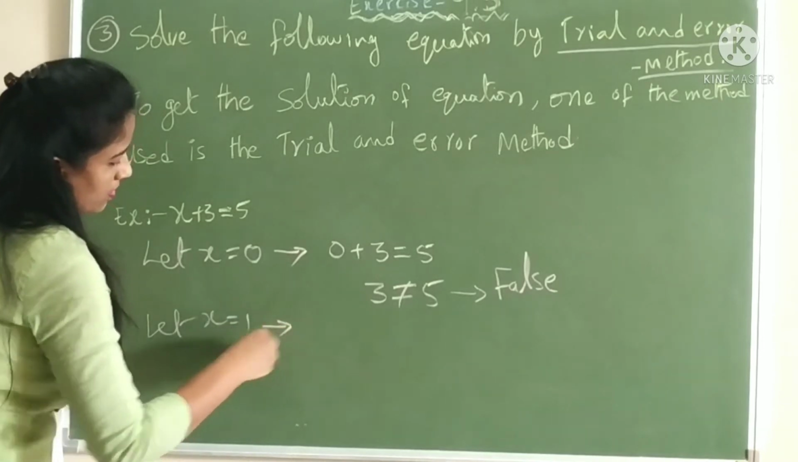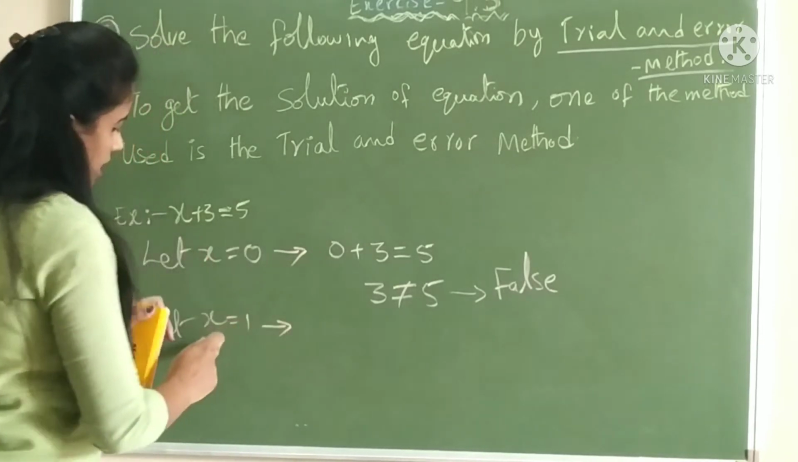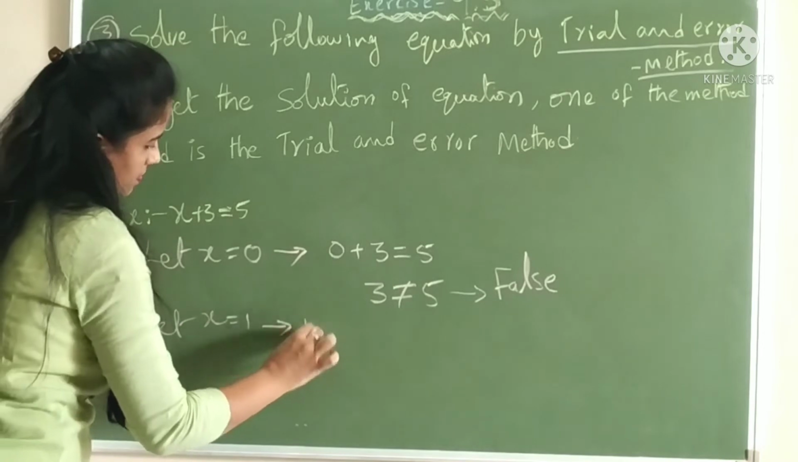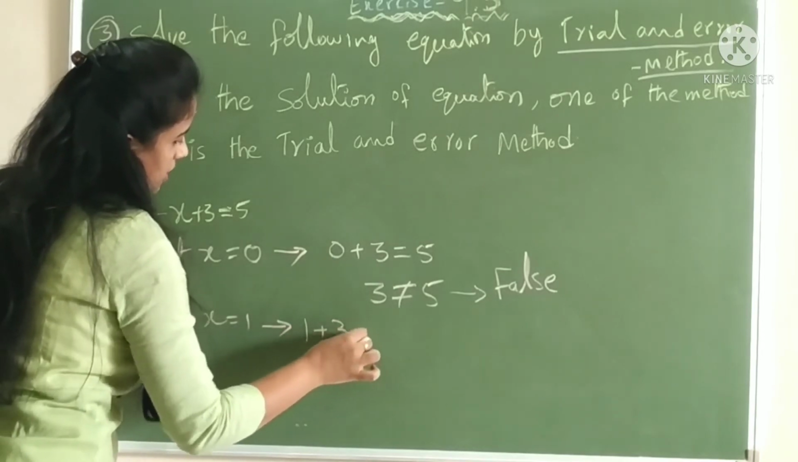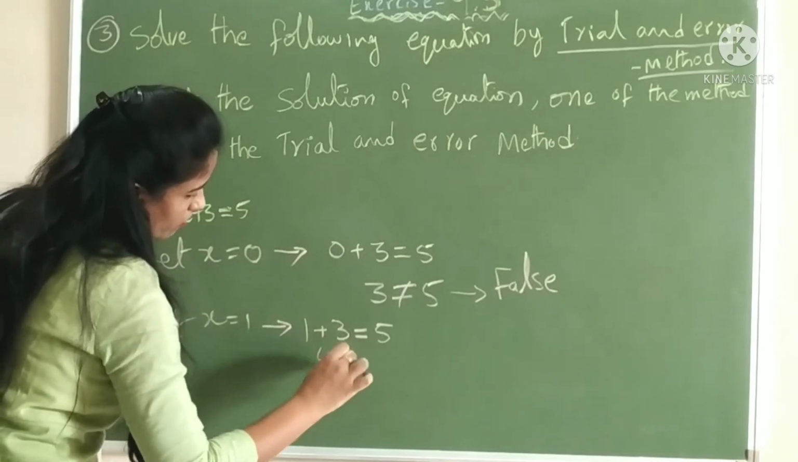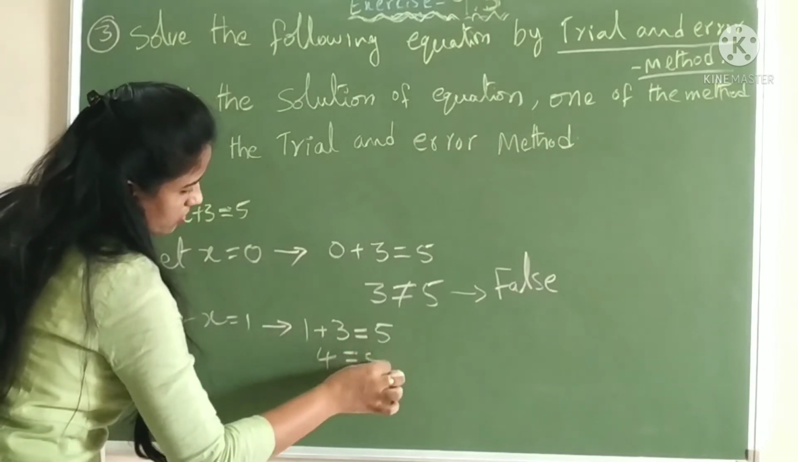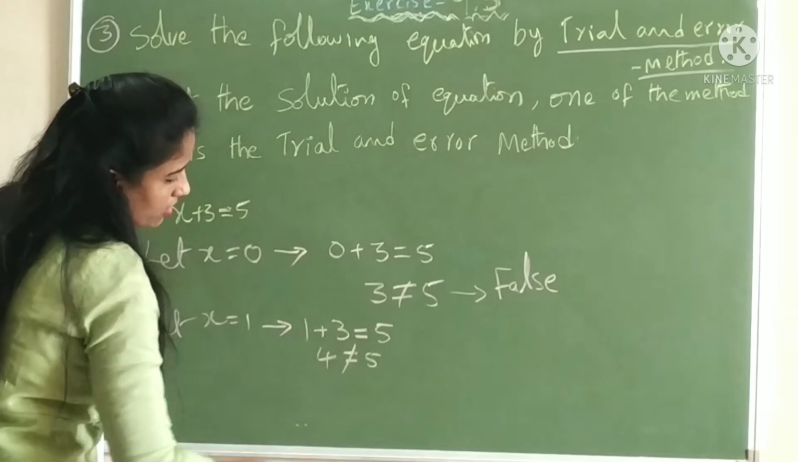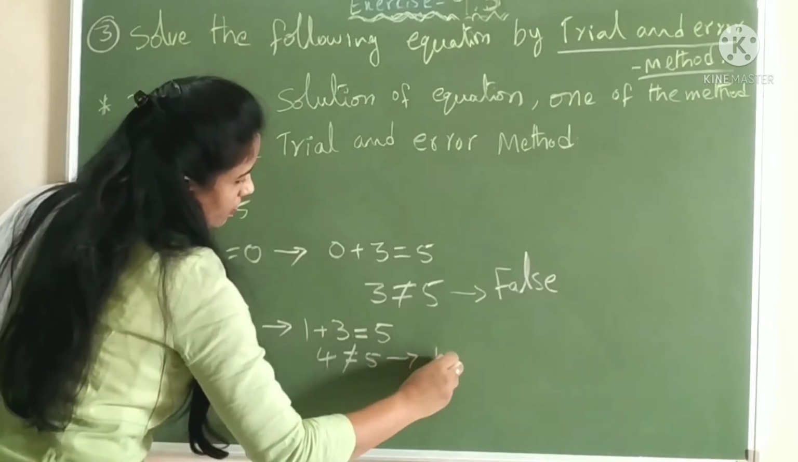And second one, after 0 let x is equal to 1. Then substitute the x value in the given equation. 1 plus 3 is equal to 5. 1 plus 3 is equal to 4. Is 4 equal to 5? No, not equal. So this is also false.